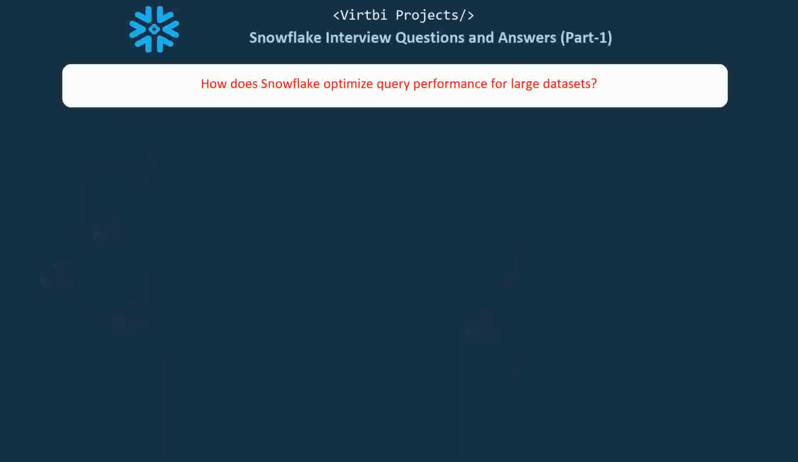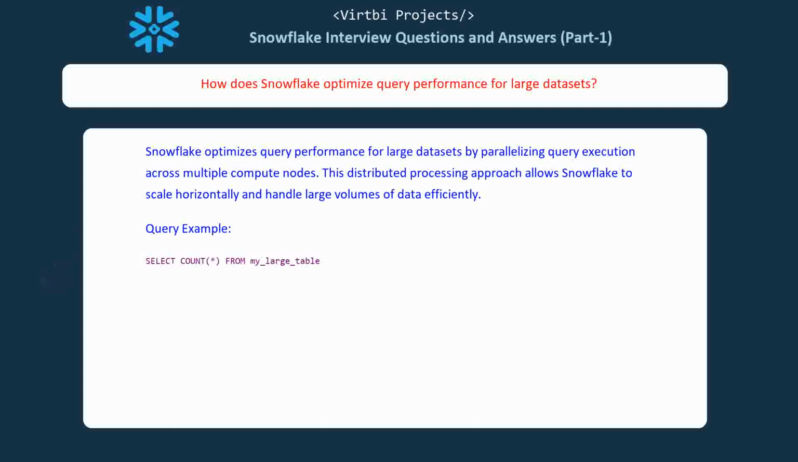How does Snowflake optimize query performance for large datasets? Snowflake optimizes query performance for large datasets by parallelizing query execution across multiple compute nodes. This distributed processing approach allows Snowflake to scale horizontally and handle large volumes of data efficiently. Here's an example query.